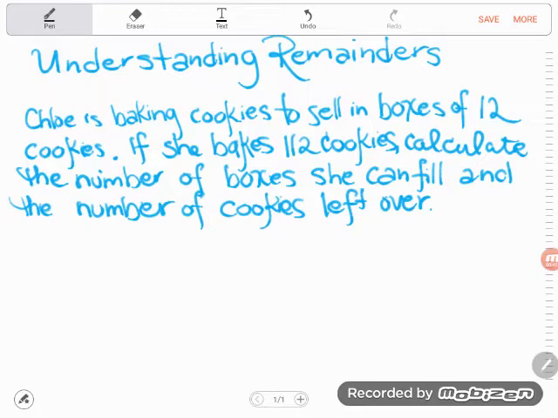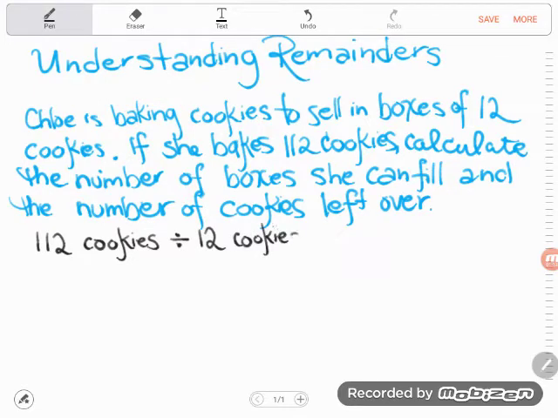Okay, it says Chloe is baking cookies to sell in boxes of 12 cookies. If she bakes 112 cookies, calculate the number of boxes she can fill and the number of cookies left over. So I have a lot of students who see this and go, oh, look, I know the total number of cookies that this woman has. She has 112 cookies.